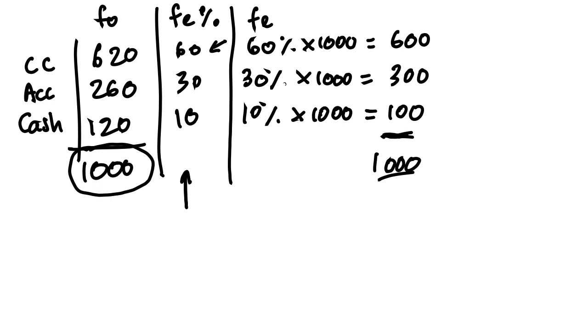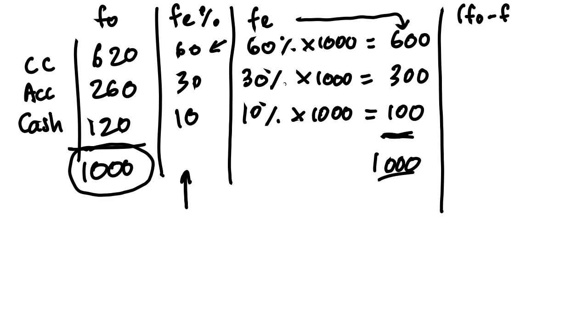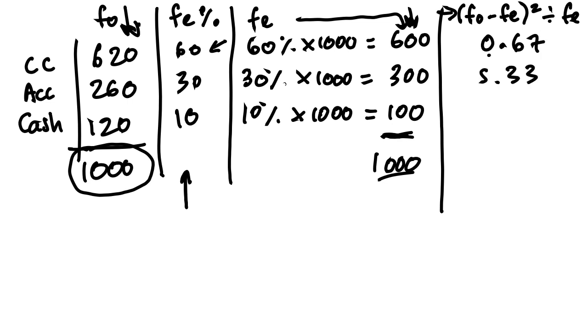Okay, then the last column, just like before, you need to work with F0 minus FE all squared divided by FE. That's pretty much the same as what we did before. This is your FE column, there's your F0 column. You're going to use these two values to work out this last column, plugging them into this formula, and you'll get each value. So I'll do that for you. First value is 0.67, then 5.33, and then lastly, 4. If you total this up, you get a value of 10.